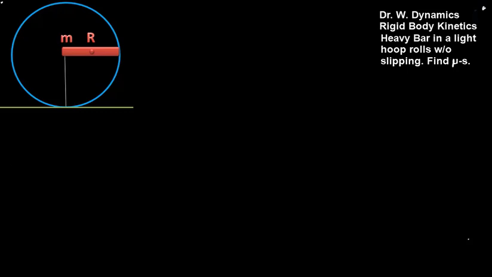Here we have a heavy bar inside of a lightweight hoop, and it's going to be released and rolled forward, and we're asked to find the minimum coefficient of friction for this to happen without slipping. A good place to always start is with our free body diagram.